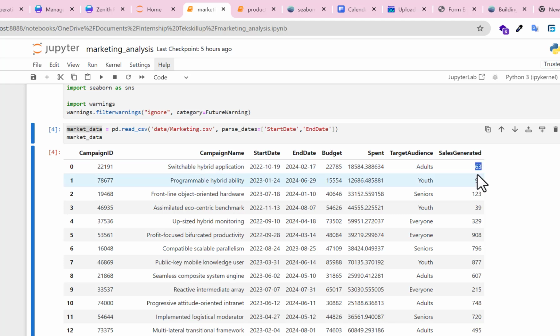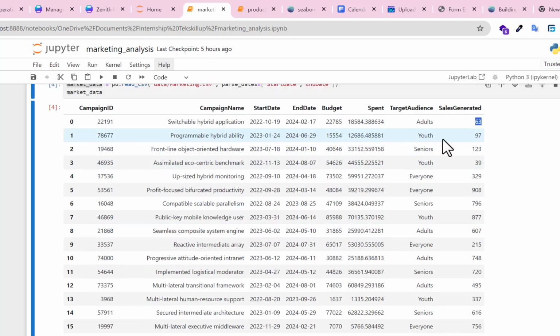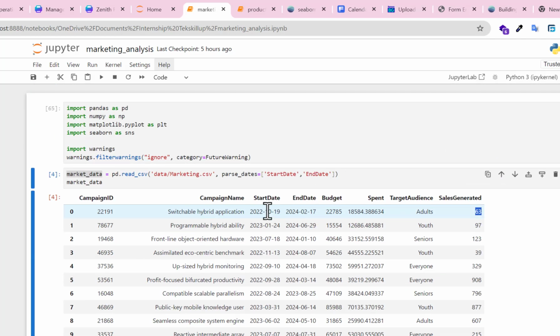So this is the sales that was generated. You can find it here. And then this is the target audience. Now, this is the budget for the ad, the ads budget to be spent. And then this is the total amount that was spent. From here, we would love to calculate the number of days that this campaign was running.